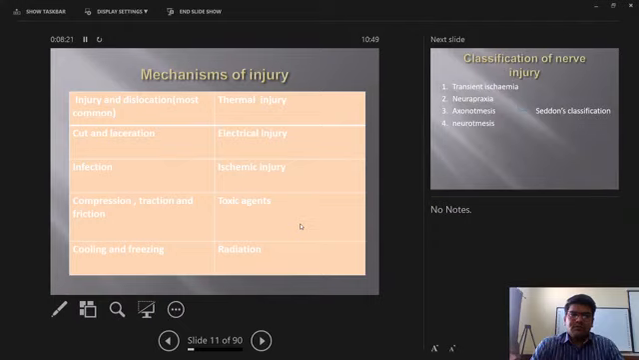So mechanism of injury. Injury, dislocation, it is most common. Thermal injury, cut, laceration, electrical injury, infection, ischemic injury, compression, traction, friction, toxic agents, and cooling and freezing and radiation.